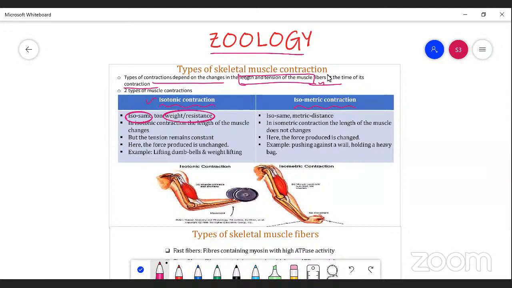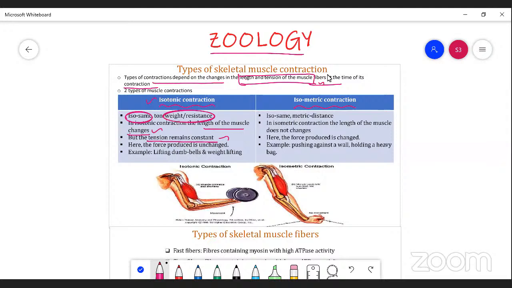In this isotonic contraction, the length of the muscle changes. I already told you, muscle contraction types are based on the length as well as the tension of the muscle fibers. So the isotonic contraction takes place with the length of the muscle changing, but the tension remains constant. The tension of the muscle fibers remains constant.